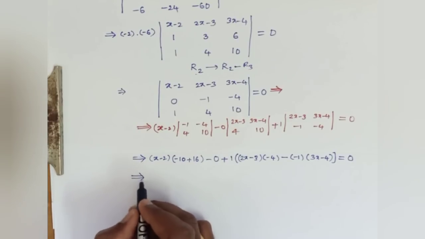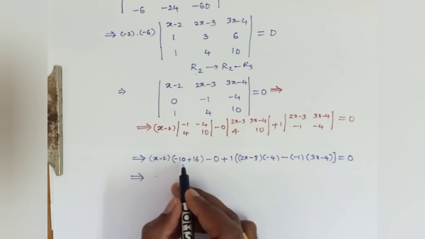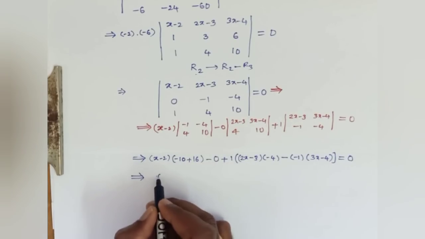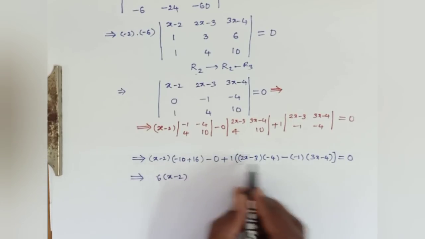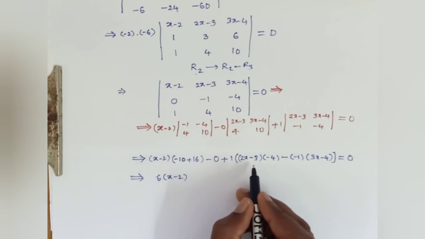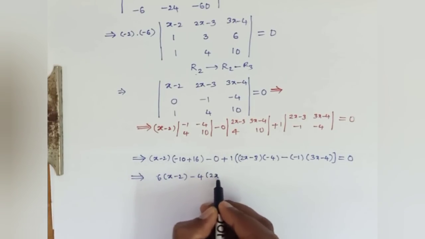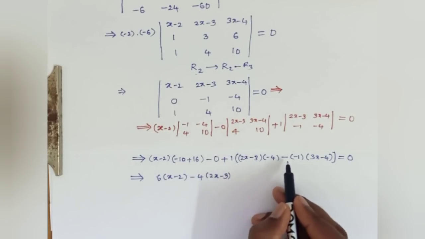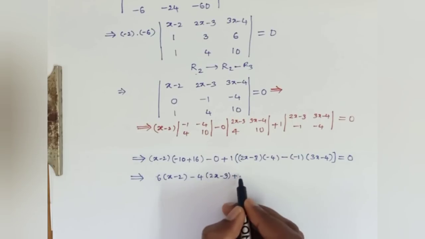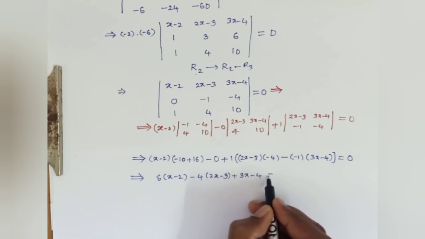Then this is x minus 2 into, so it is minus 10 plus 16, that is 6 into x minus 2. Then this part is 0, and this thing can be written as minus 4 into 2x minus 3, and this is minus into minus plus 3x minus 4 equals 0.